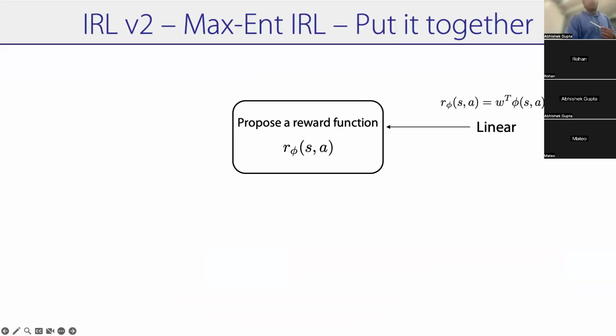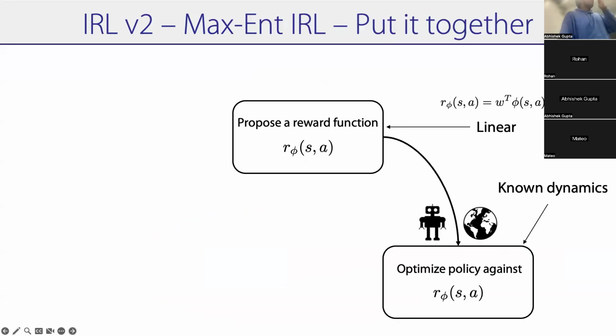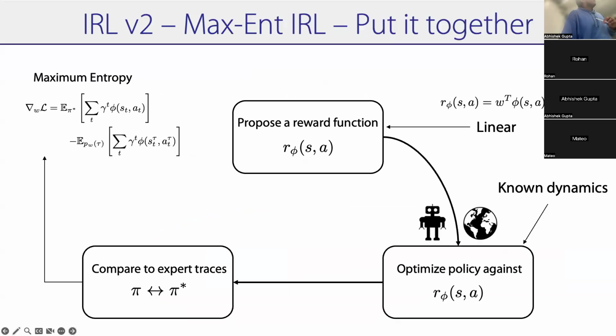So let's go back to our recipe. It doesn't have to be a linear reward, but it could be. And all we're going to do is change our comparison metric to pushing up expert data and pushing down on-policy data.